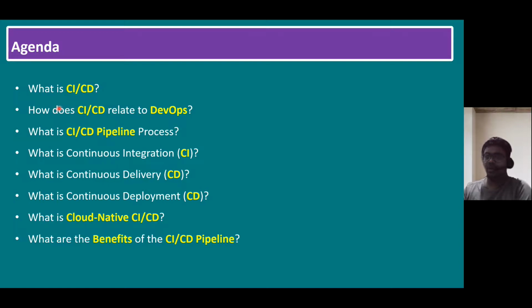In this session, I'm going to talk about what is CI/CD and how does CI/CD relate to DevOps, what is the CI/CD pipeline process, what is continuous integration, in short form CI, and what is continuous delivery, in short form CD, and similarly what is continuous deployment, and what is cloud native CI/CD, and finally what are the benefits of the CI/CD pipeline. So let's start with the first point.